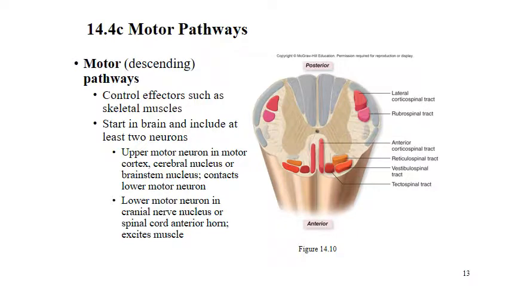All right, so moving on to the motor pathways. These ones, of course, are going to be bringing information from the brain on down. So we're actually telling our body to do something from the brain. It controls effectors such as our skeletal muscles, and it's usually going to have at least 2 neurons. The upper motor neuron is in the motor cortex and the cerebral nucleus or brainstem nucleus, and it's going to be the one contacting the lower motor neuron. The lower motor neuron is in the cranial nerve nucleus or the spinal cord anterior horn, and that's going to be the one that's exciting the muscle.